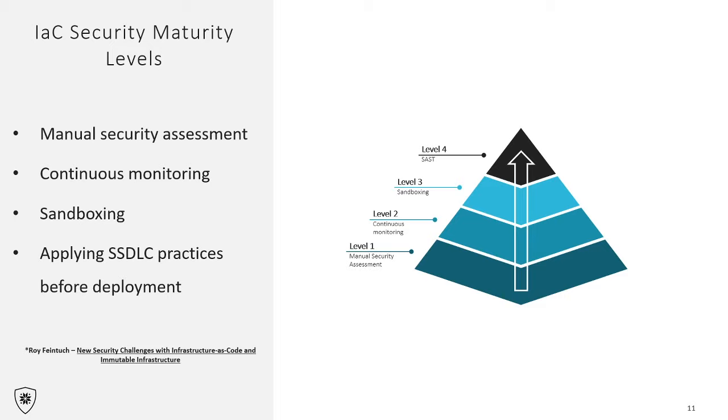So why don't we use the secure SDLC best practices for infrastructure code? The difference is that we are not compiling infrastructure code, but we can still design, develop, test, and deploy it as usual, with some minor changes. And yes, we can automate every step of this. Let's discuss infrastructure as code security maturity levels.